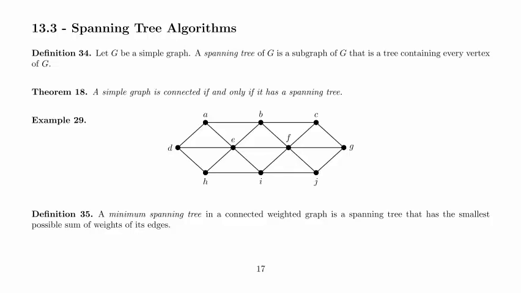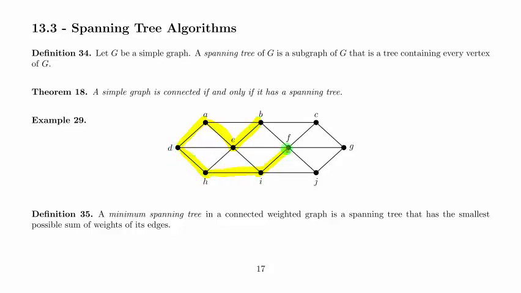In 13.3, we're going to look at spanning tree algorithms. If we have a simple graph G, then a spanning tree is a subgraph forming a tree that contains every vertex of G. And a simple graph is connected if and only if it has a spanning tree. In this example, we just need, again, a tree subgraph that's going to connect with every vertex.